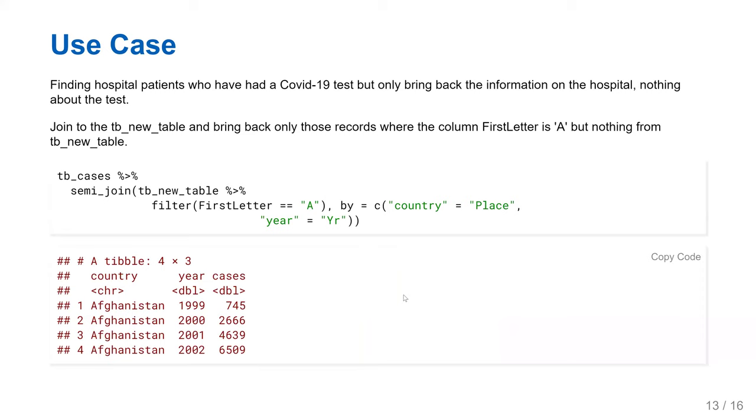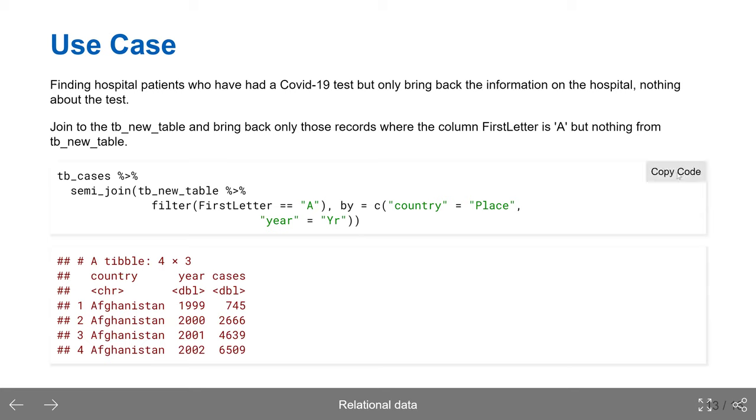Say that we want to find hospital patients who have COVID-19 tests. We want to only bring back the information in the hospital, nothing about the test. So essentially, you just want to keep the information from the X data set, nothing from the Y, even though you want to filter by the Y. So in this case, you're joining TB new table and bringing back only records where the first letter is A, but nothing from TB new table.